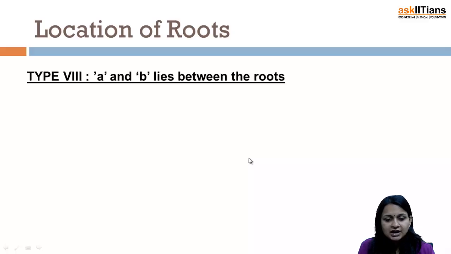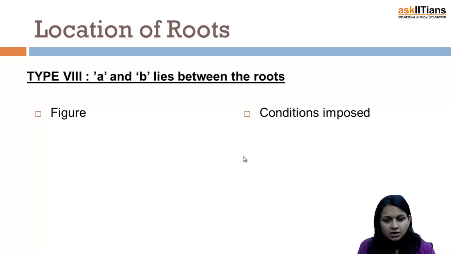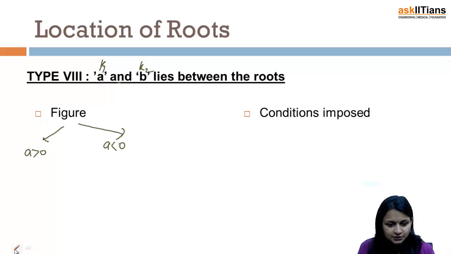Okay, so let's move to the last case, when a and b lie between the roots, and let's see the figure and the conditions imposed. Now let's not get confused. I'll put it as K1 and K2 lying between the roots. Again we will be discussing the two cases, a greater than 0 and a less than 0.